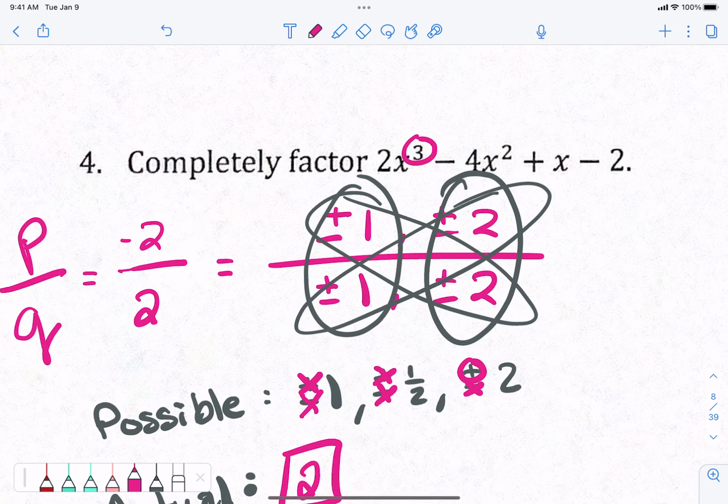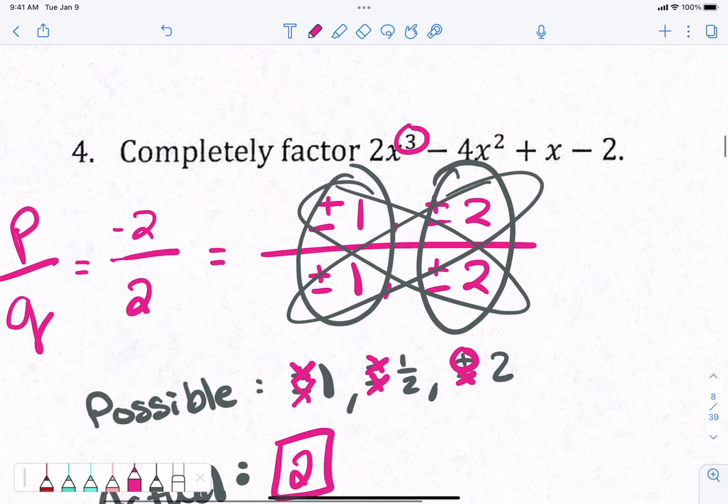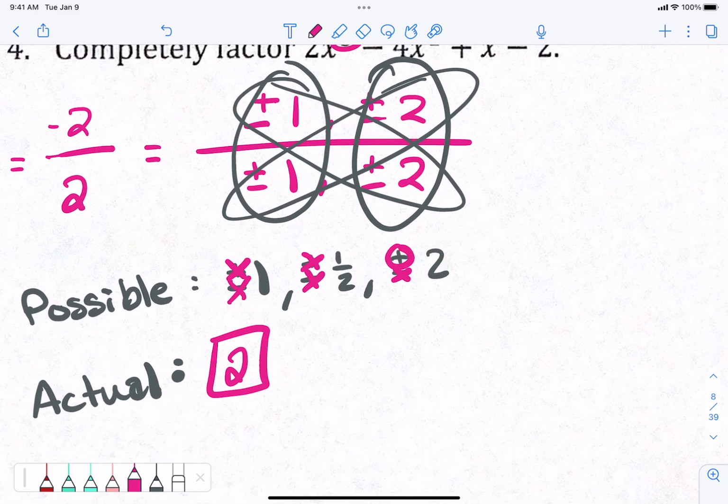There should be 3 total. We only have 1 of them. But when it says completely factor, that means find the other 2, right? We have to find all of them. So we know that one of the answers is 2. One of the places it crosses is 2. The other 2 might be imaginary, but we don't know that for sure. So we're gonna find out.